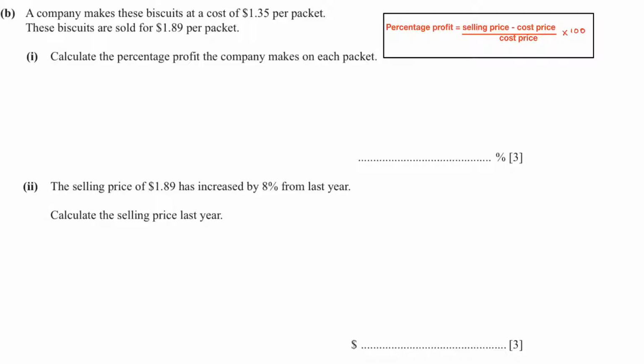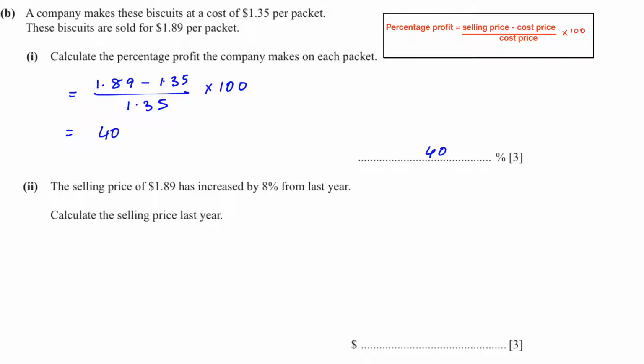What is our selling price? 1.89, and cost price is 1.35, divided by 1.35 multiplied by 100. Just put this in the calculator and you will get 40. So that's the percentage the company makes profit on each packet.